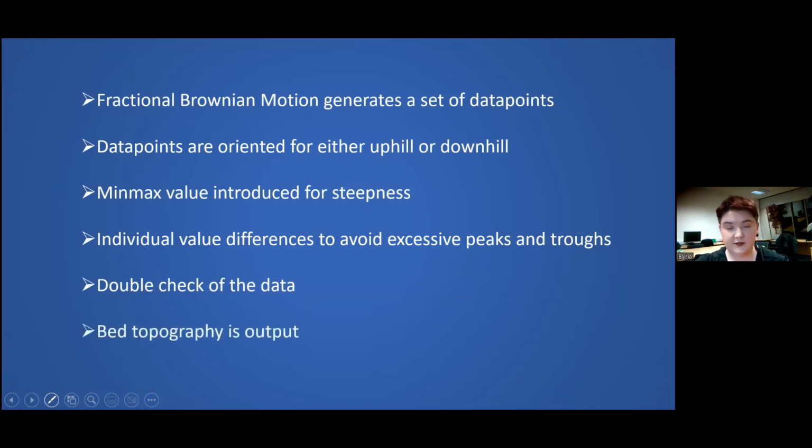After that, if it's decided the bed is correct, it will output the bed as a graph on MATLAB, which I'm using at the moment. It will output it on a graph. It will output the data points into a text file, which will be then input into the lattice Boltzmann method program, which is also on MATLAB.